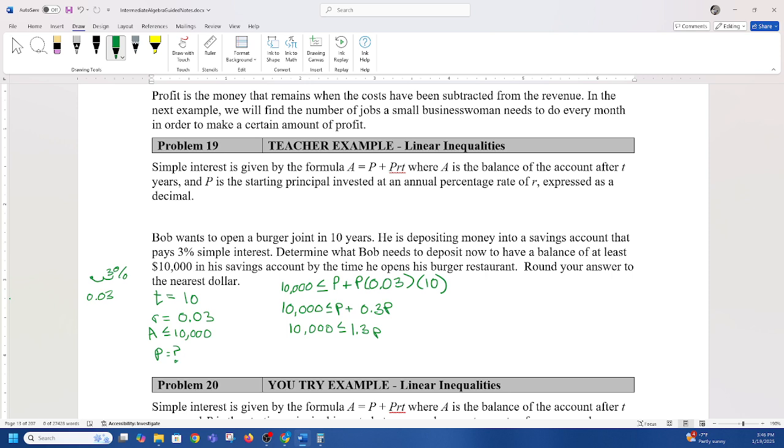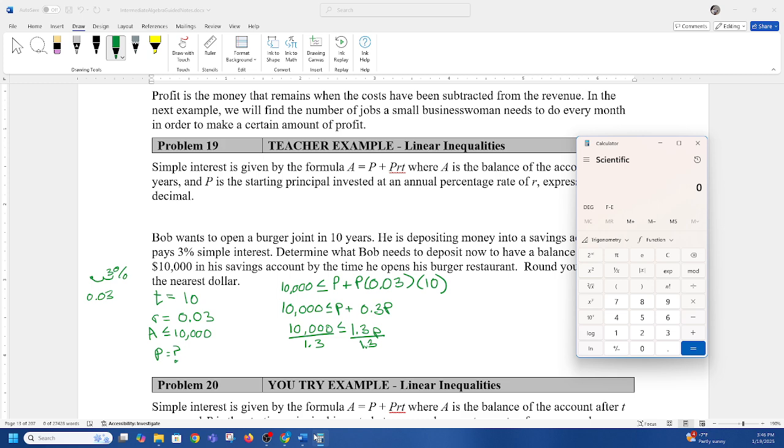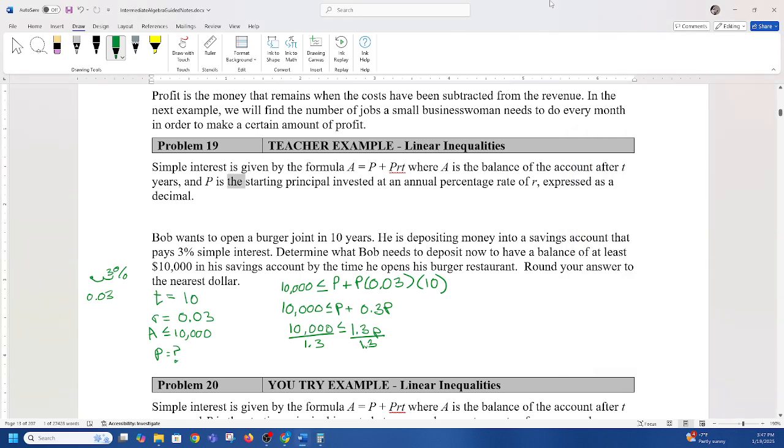Divide both sides by 1.3. This is one I can't do in my head, so I'm going to pull up my calculator. We want 10,000 divided by 1.3. Rounded to the nearest dollar is 7,692. Bob is going to have to make an initial deposit of at least $7,692 in order to have $10,000 in 10 years.